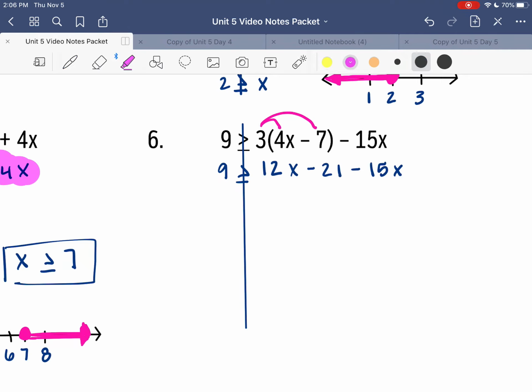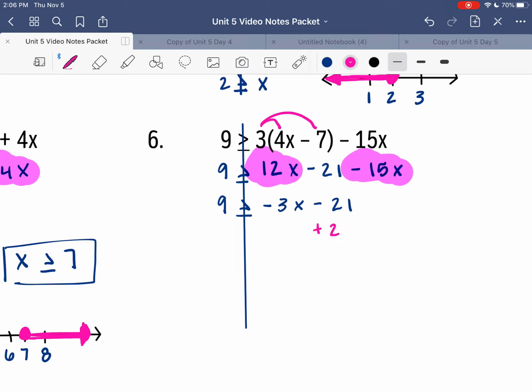Combine like terms to clean up a little bit. So 12x and negative 15x. 12x minus 15x would be negative 3x. And now we're down to our two-step. I can add 21 on both sides. 9 plus 21 is 30. Divide by negative 3. That would be negative 10. And because I divided by a negative, I've got to reverse that inequality sign. So I get negative 10 is less than or equal to x.